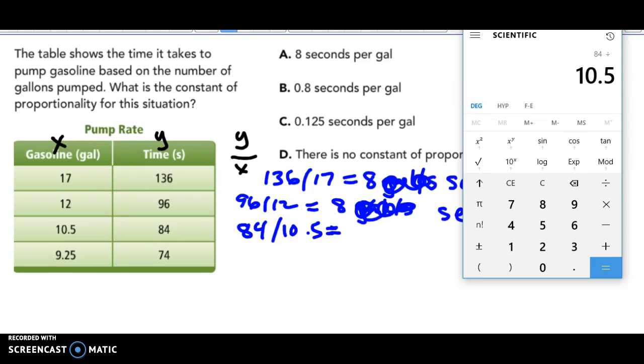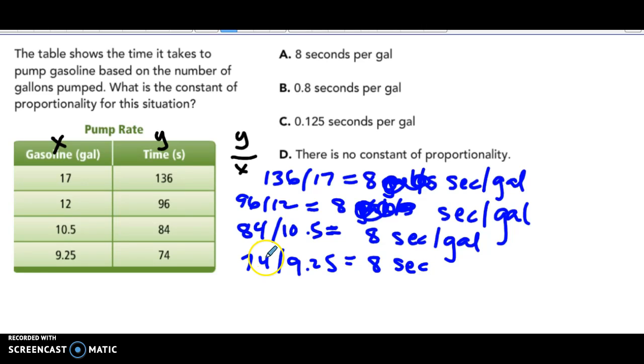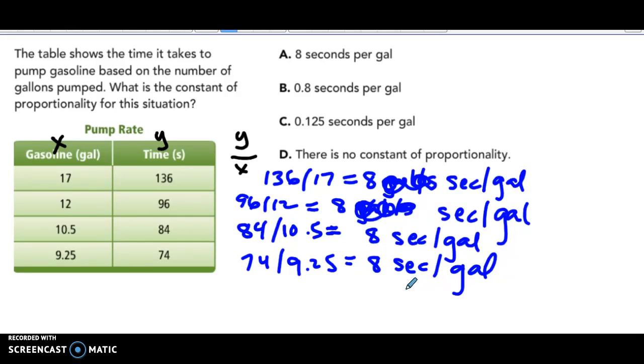So as I divide this one out, I'm looking again at 8 seconds per gallon. And finally, 74 divided by 9.25. If 72 divided by 9 is 8, then I'm guessing that 74 divided by 9.25 will also be 8. But let's double check to make sure our table is indeed representing a proportional relationship, and it does. So our constant of proportionality is 8 seconds per gallon.